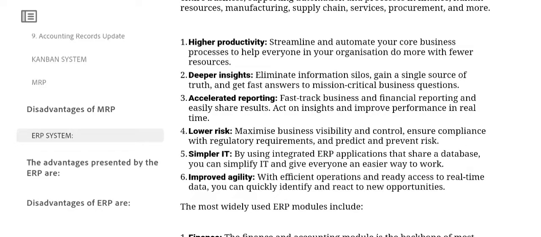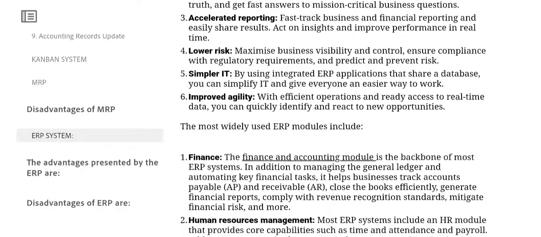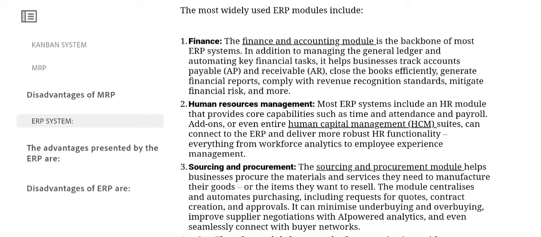This is a very simple system. And the improved agility means what? Their efficiency, with ready access to things, is improved. Let's see the most widely used ERP system.